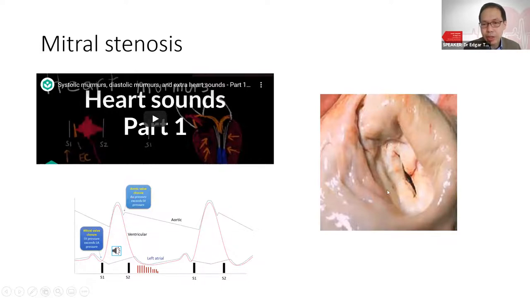Here, mitral stenosis is the rheumatic form where you have the stenosis occurring at the commissures. So if you remember in pathology, they used to call this the fish mouth opening of the mitral valve because the valve is now opening just like the mouth of a fish because the commissures are now very much fused. And the murmur sounds very much like this.